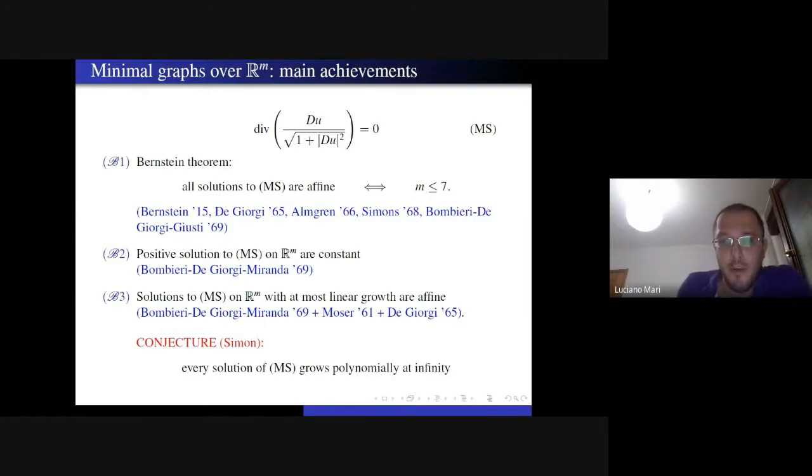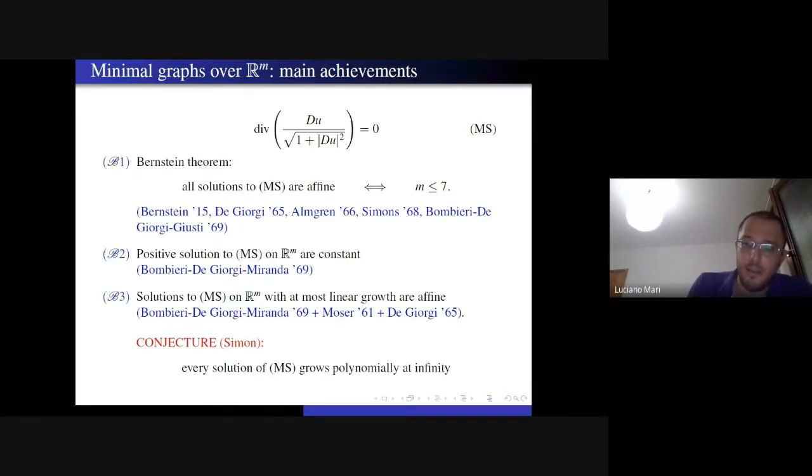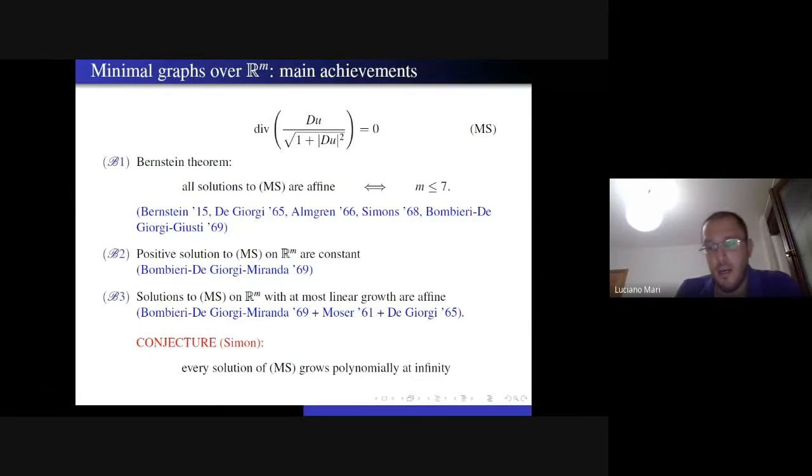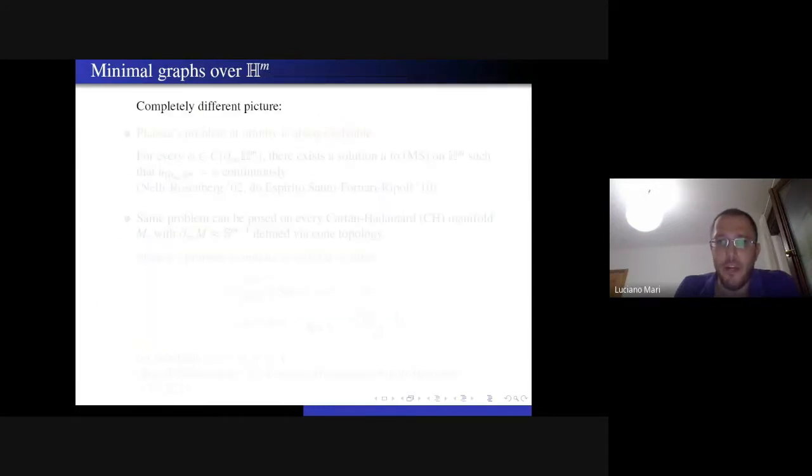And concerning minimal surfaces, minimal hypersurfaces, there are many open problems, even in Euclidean space. And I underlined the following conjecture of Leon Simon: every solution of the minimal surface equation grows polynomially at infinity. So there is a certain power such that a solution u of x is at most a constant times r of x to the power q at infinity, for some q. Okay? And this is open in full generality.